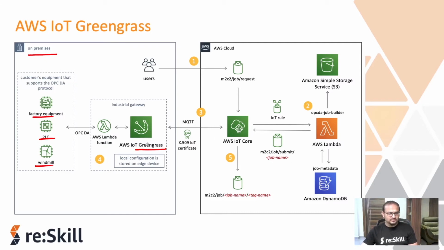We can run local inference of machine learning and stuff like that. And IoT Core can have rules with which it can trigger a Lambda function, put data to DynamoDB, store it in S3, or run a job request so it updates the IoT devices. Stuff like that can happen easily with Greengrass.